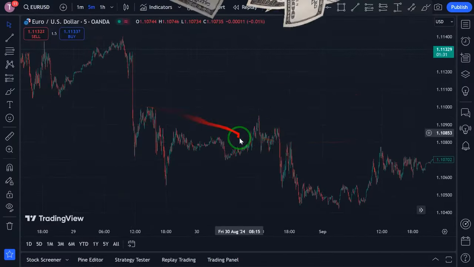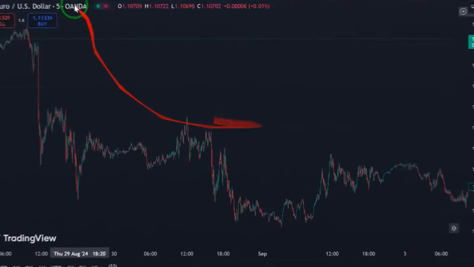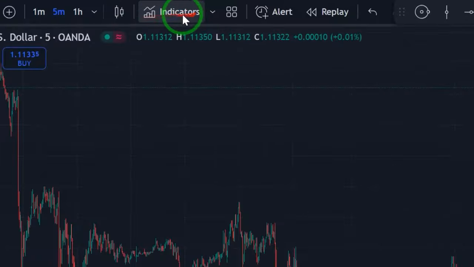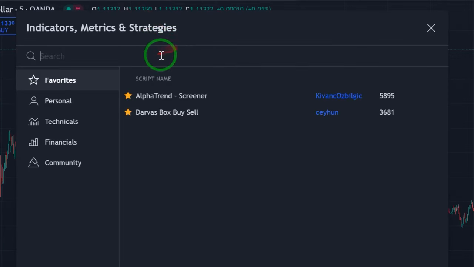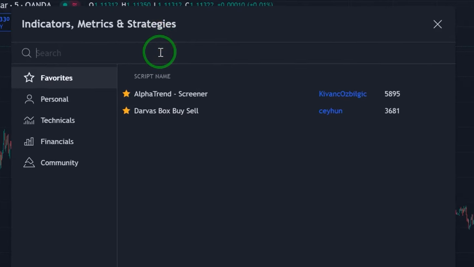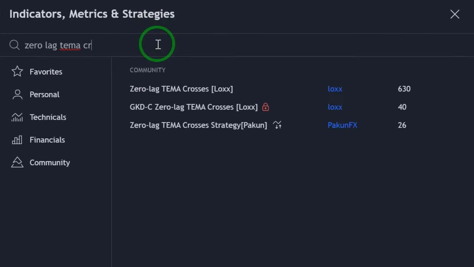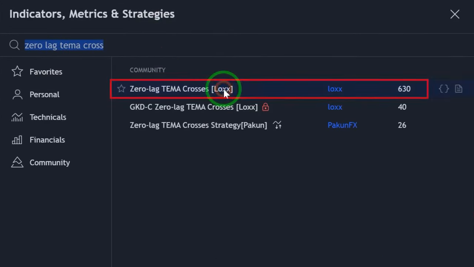Today, I'm going to teach you a strategy that has a very good win rate across all time frames and symbols. So, the first step is to add the first indicator for this purpose. Just type 0 lag TMUC crosses into the search box, find it and add it to your chart.